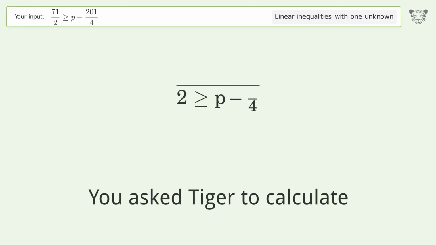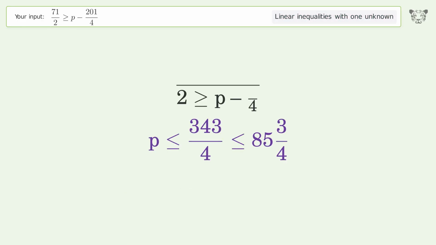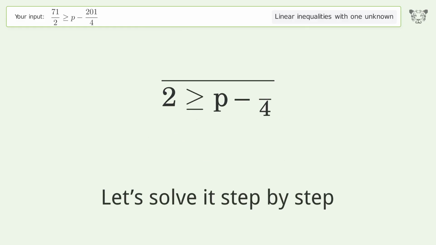You ask Tiger to calculate. This deals with linear inequalities with one unknown. The final result is p equal or smaller than 343 over 4 equal or smaller than 853 over 4. Let's solve it step by step.